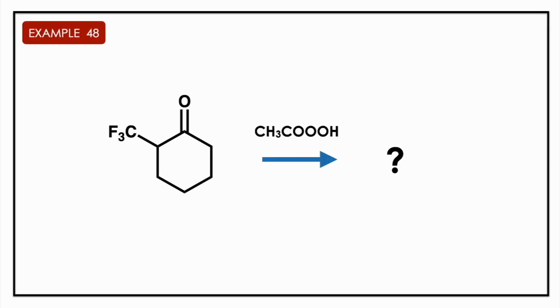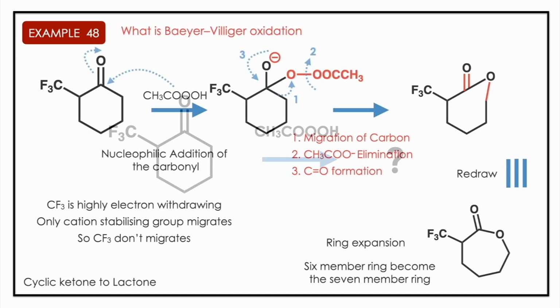Then the next example, here you have cyclohexanone. At the second position you have trifluoromethyl. You are using the peracid. You should find what will be the final product. Here the question is about migrating ability, whether CF3 migrates or not. Here starting material you have carbonyl, reactant is peracid.